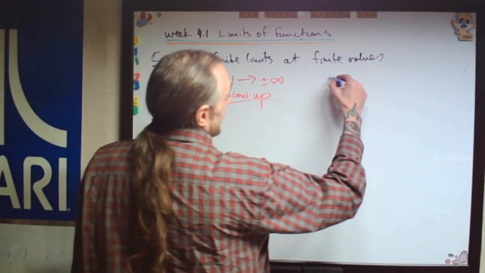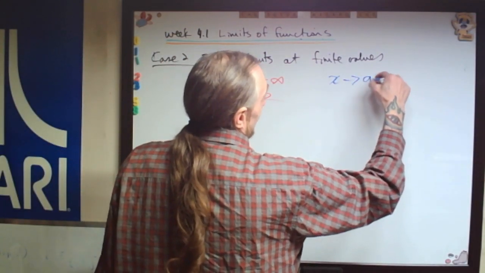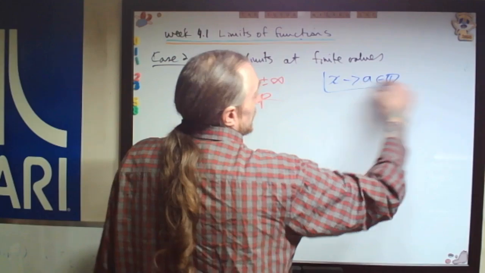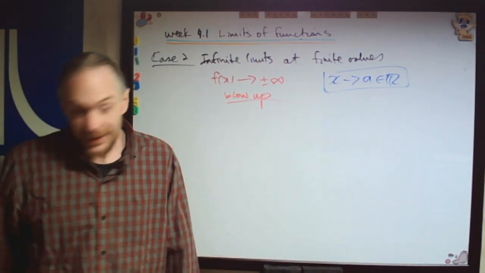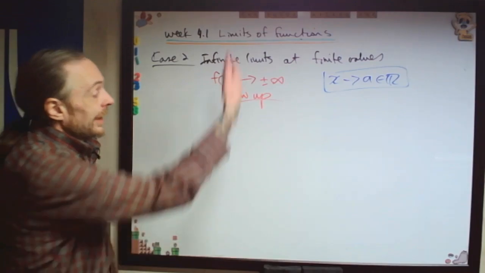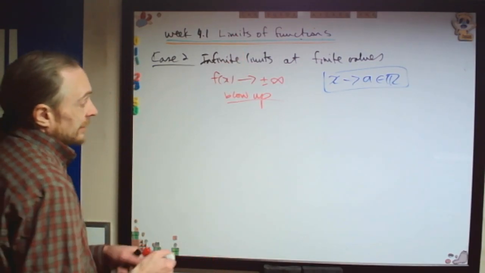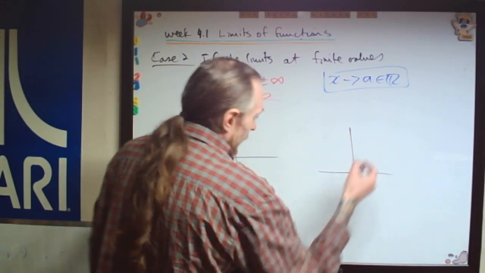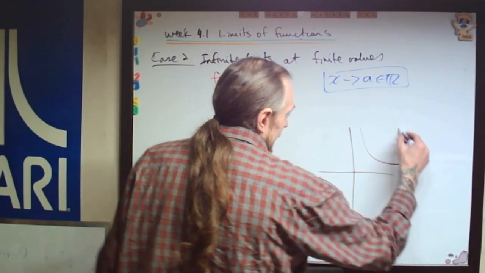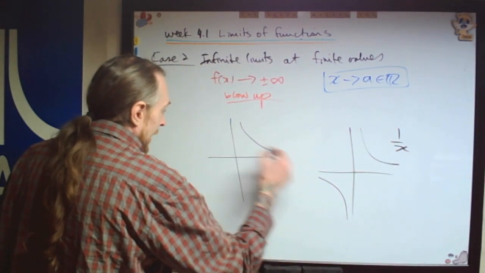So this one is going to say x is still approaching a finite value, where this one's still in R. So we're still going to approach a finite number, but now say that value isn't in the domain, and we're going to get what we call a vertical asymptote. So before we start, you want to think of the standard functions: 1 over x, which looks like this, and 1 over x squared.